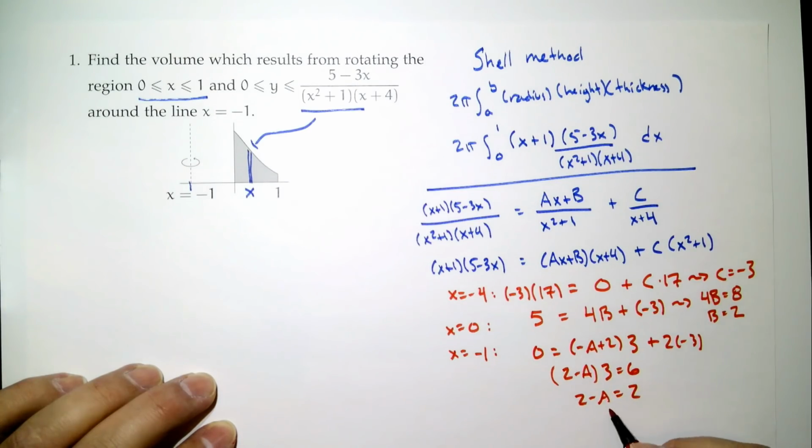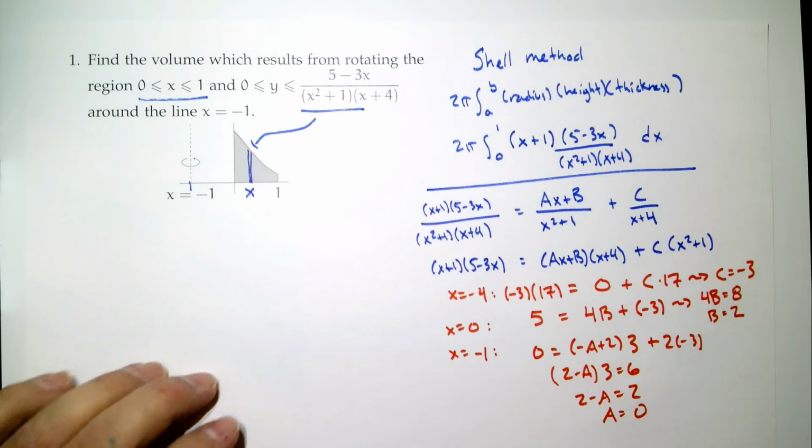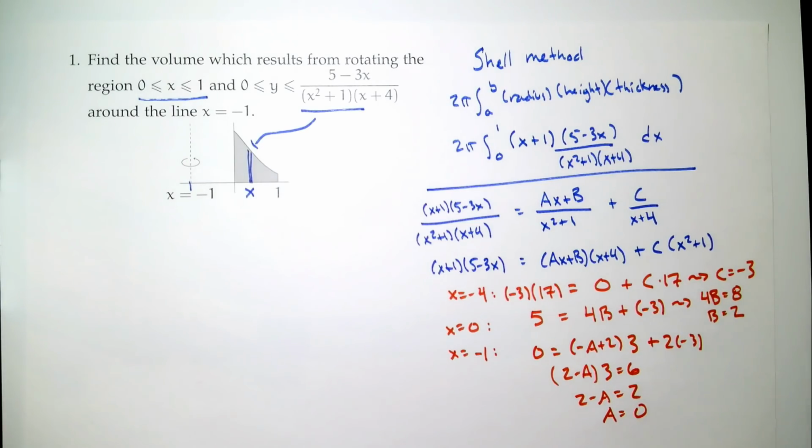So what should a be? It should be 0. Now you might say, wait a second, no, a should be negative 0. Close enough. All right, so now we have a, b, and c. So back to our regularly scheduled problem.